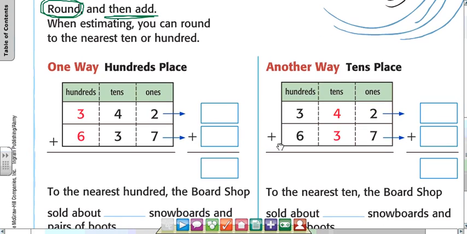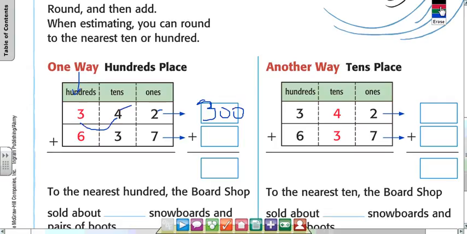One way is to round to the nearest hundreds place. What number's in the hundreds place? The first one, 3. Look at the number to the right. What does the 4 say? So the 3 stays the same, and replace the other numbers with 0.